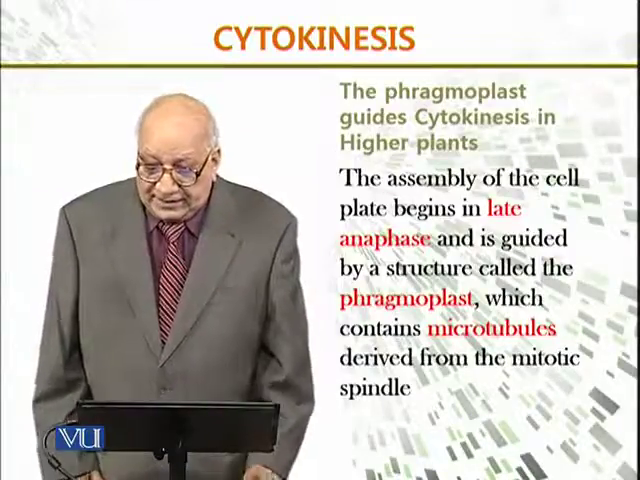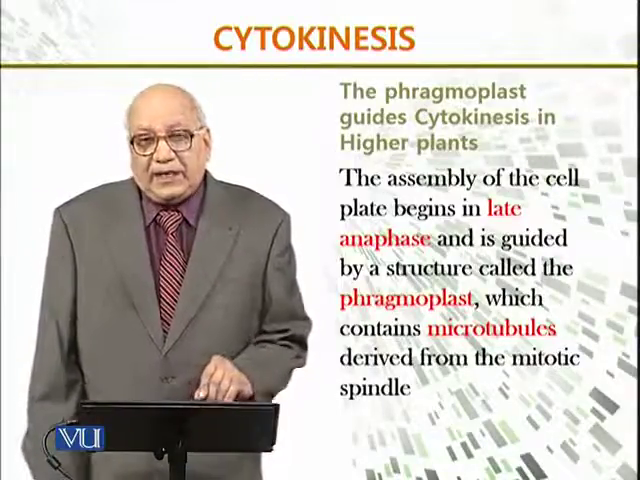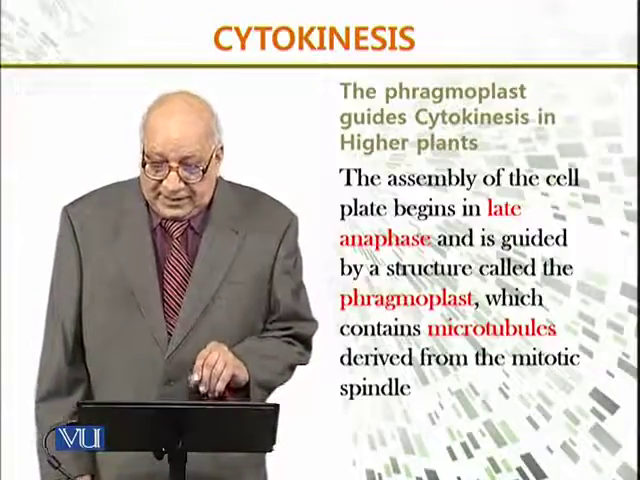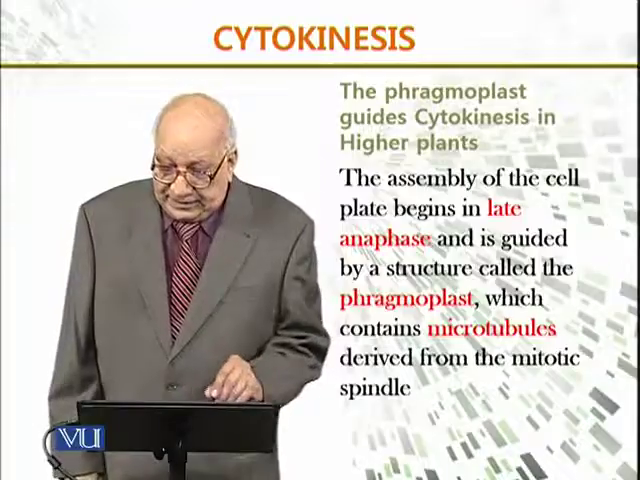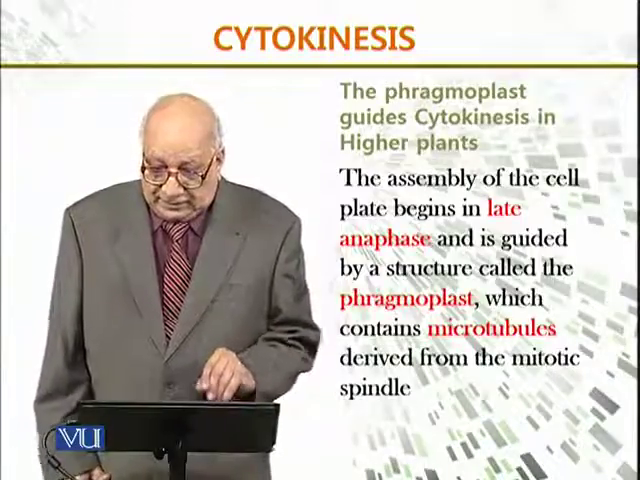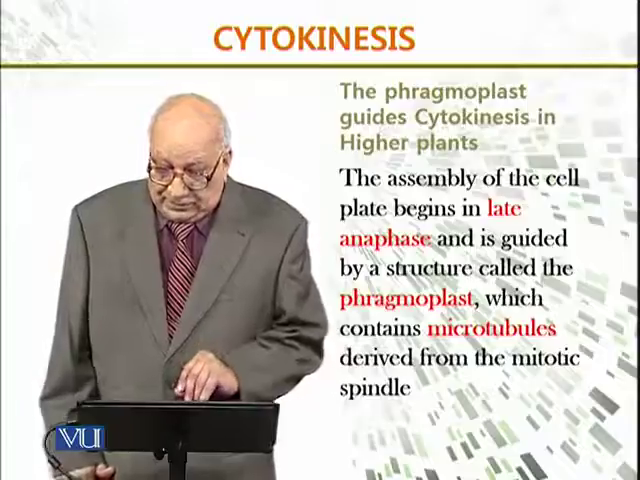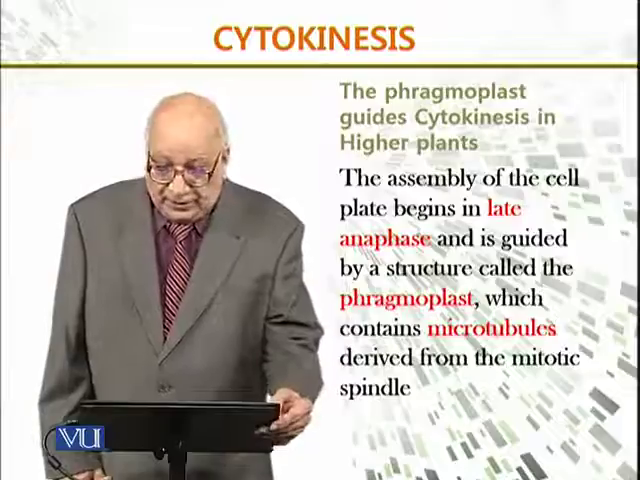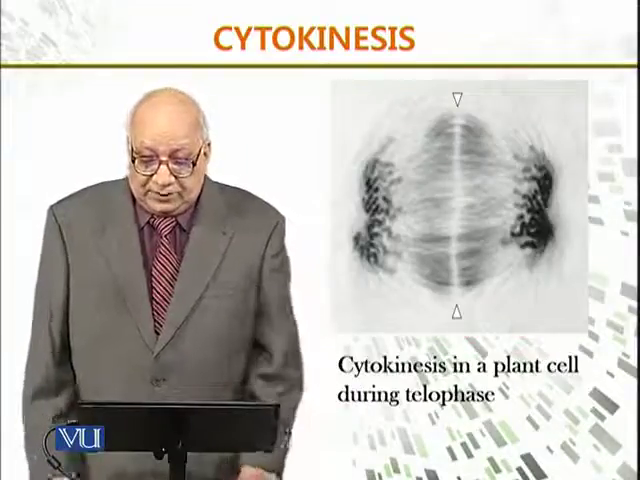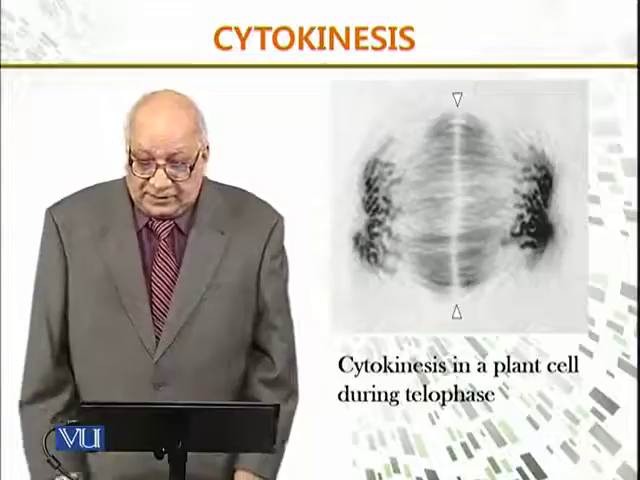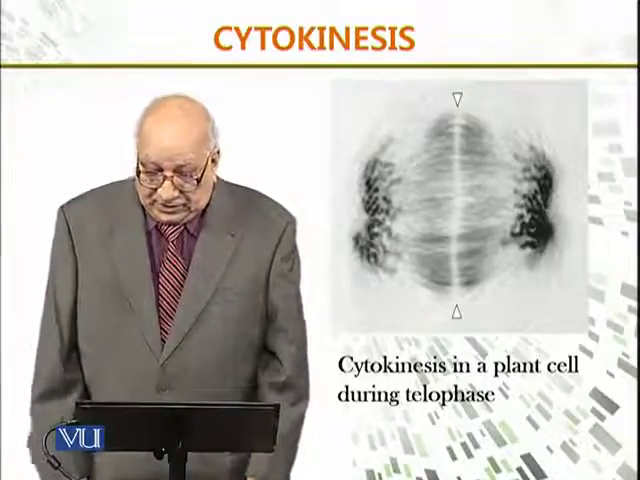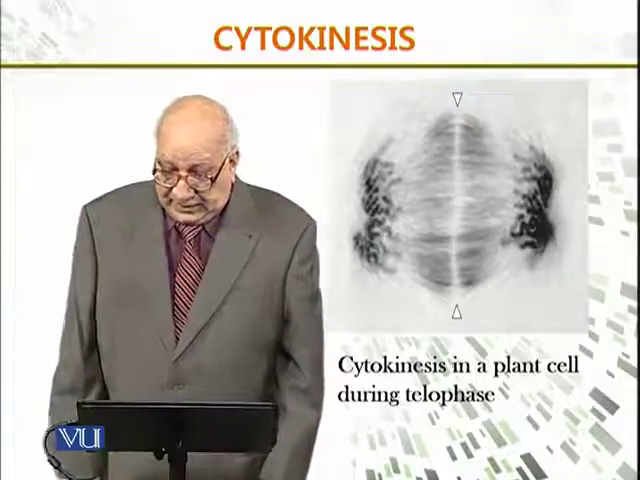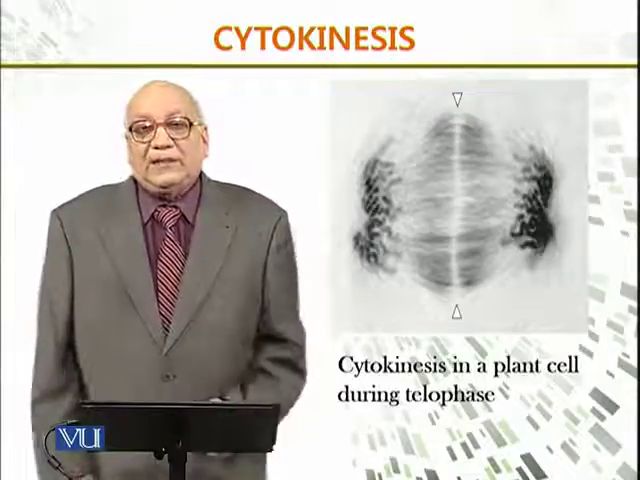Now the phragmoplast guides the cytokinesis in the higher plants. The assembly of the cell plate begins in late anaphase and is guided by a structure called the phragmoplast, which contains microtubules derived from the mitotic spindle. Just as shown in this diagram, the arrow indicates the structure of the phragmoplast, and the cytokinesis in the plant cell during the telophase has been illustrated.